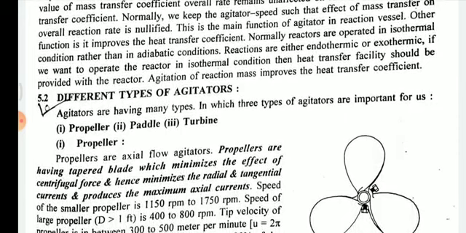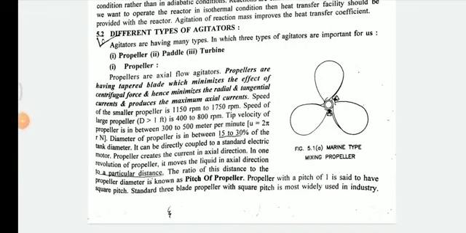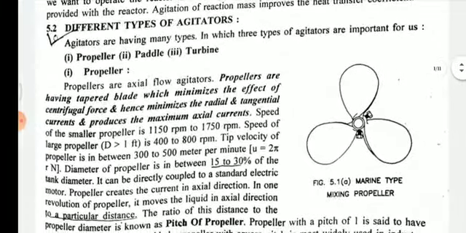We start with the different types of agitators. These types of agitators are important. The general types are propellers, paddles, and turbines, which have different types of propeller agitators, different types of paddles, and turbines that we are using. A propeller has axial flow as well as radial flow; both types of propellers are available for agitators.